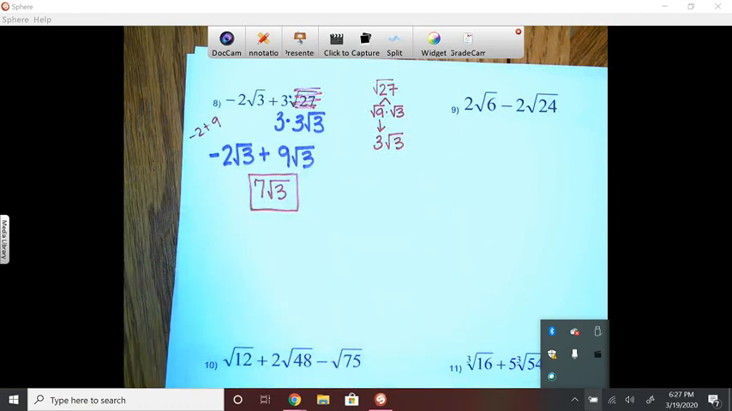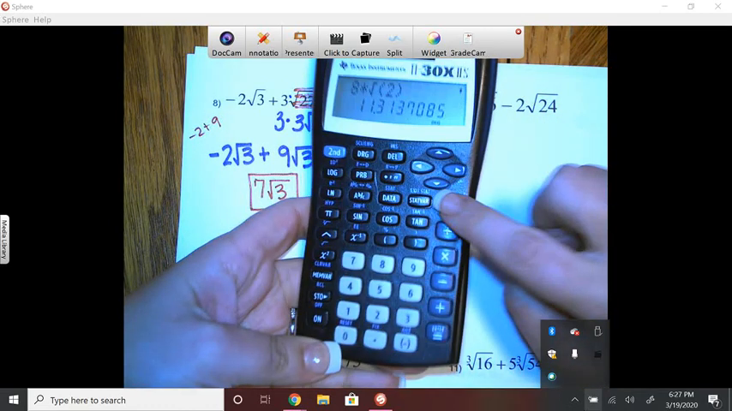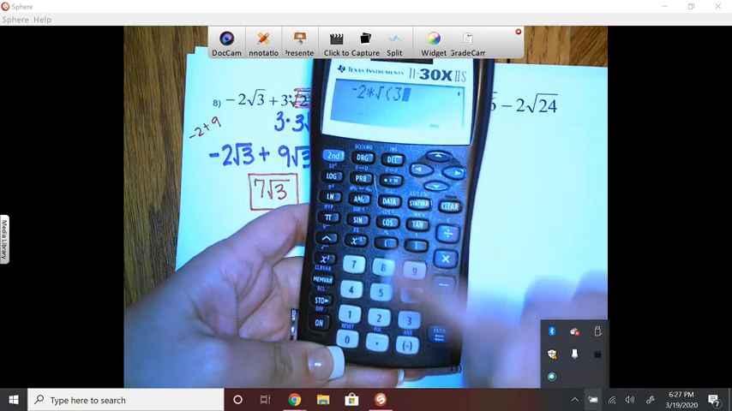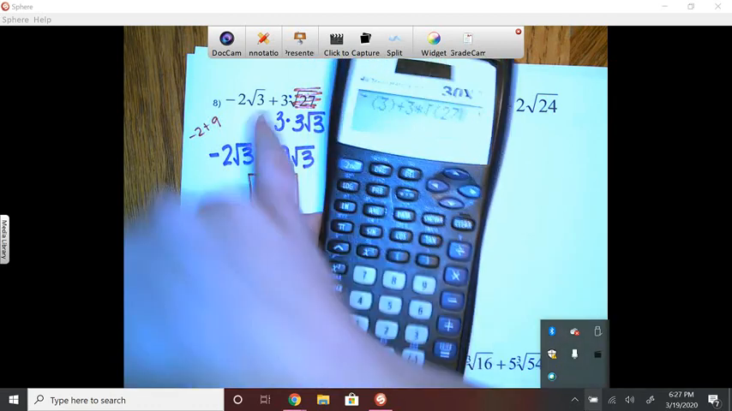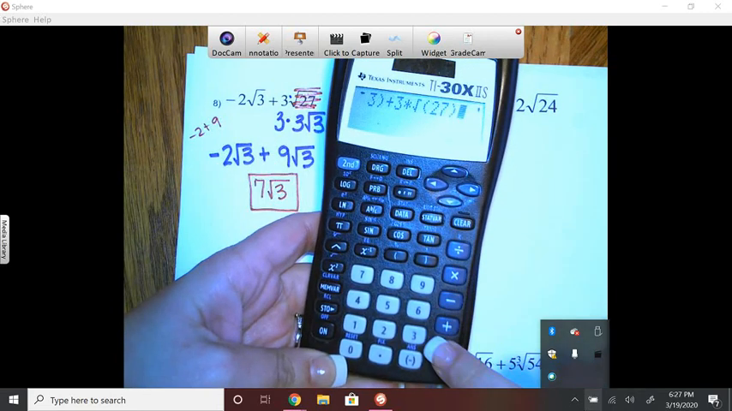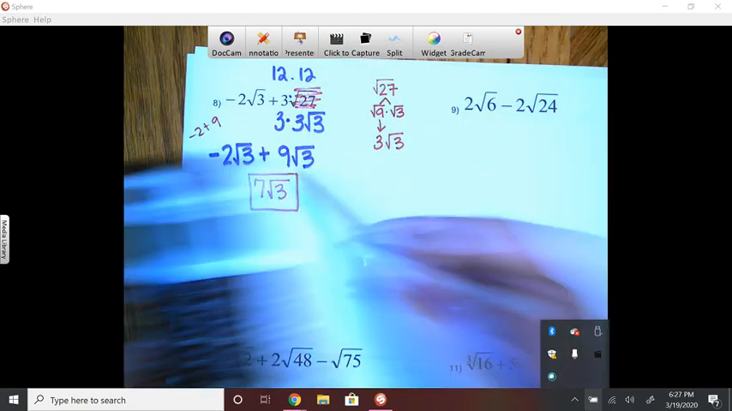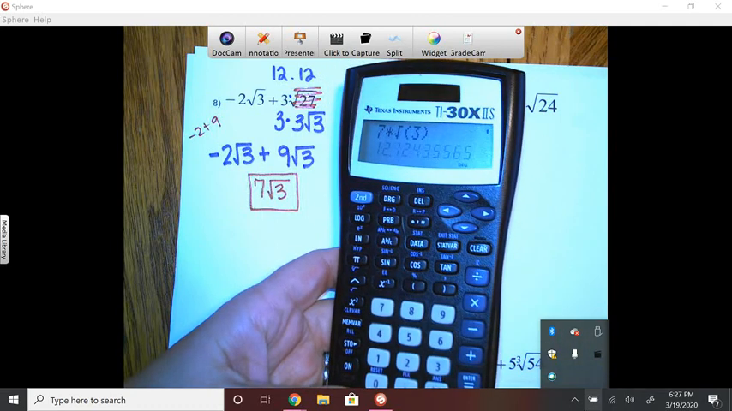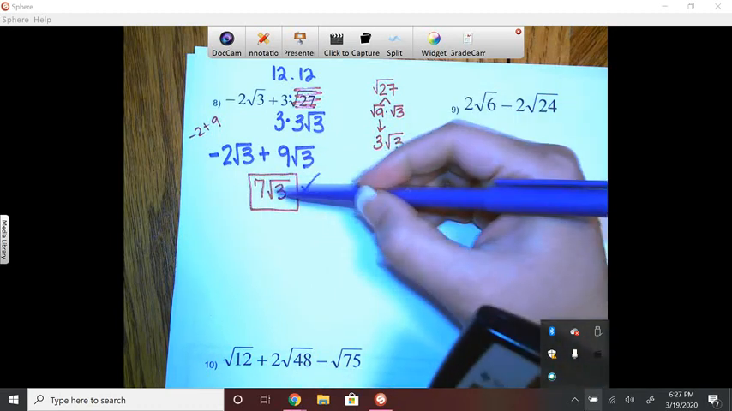The cool thing again is if we want to check this, we can go back, because what if we made a mistake? We enter negative 2 times the square root of 3 plus 3 times the square root of 27. We always want to put in the original problem. We jot that down, it's about 12.12. Now we take our answer and put that in our calculator, and it's also 12.12. So we know, good, this does simplify from that.